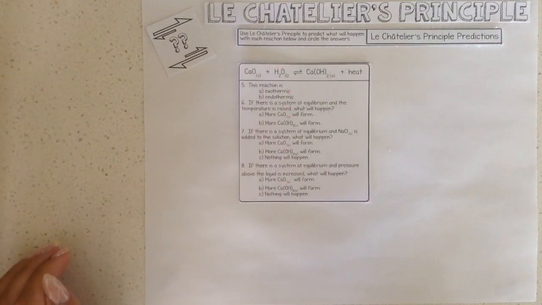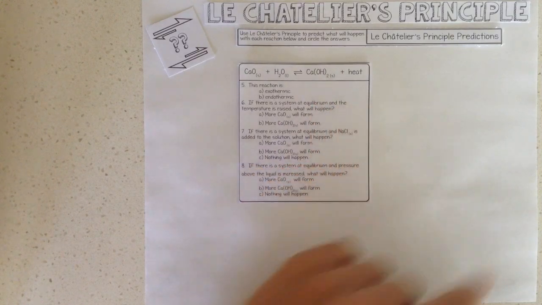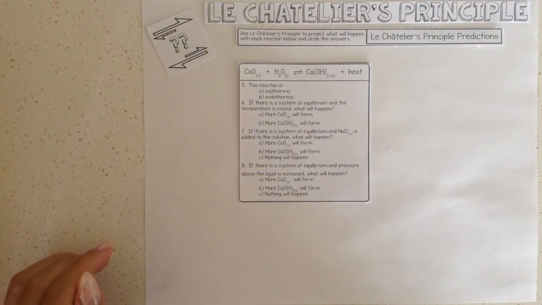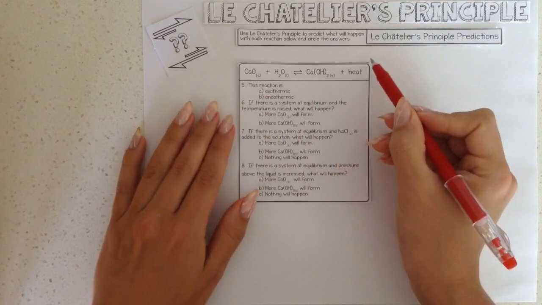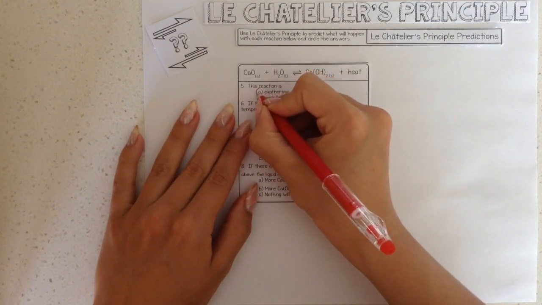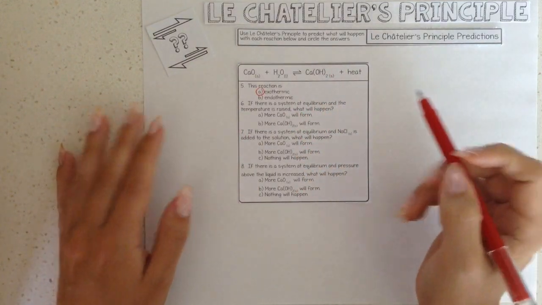For this reaction, we have calcium oxide reacting with water to produce calcium hydroxide, and it releases heat. So if our reaction in the forward direction releases heat, it is an exothermic reaction. Endothermic would require heat in order for it to go.